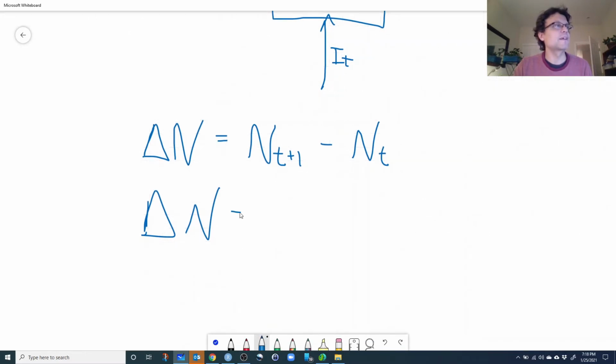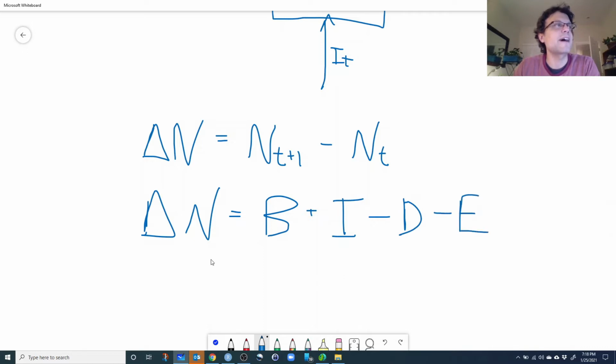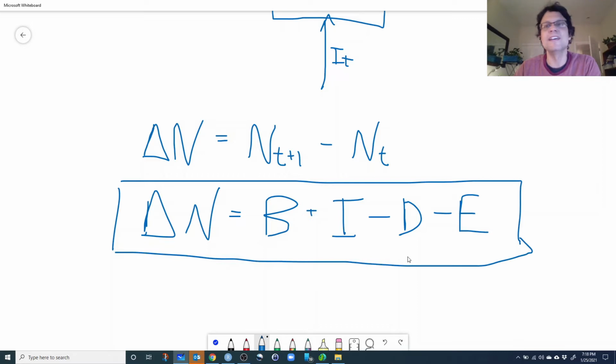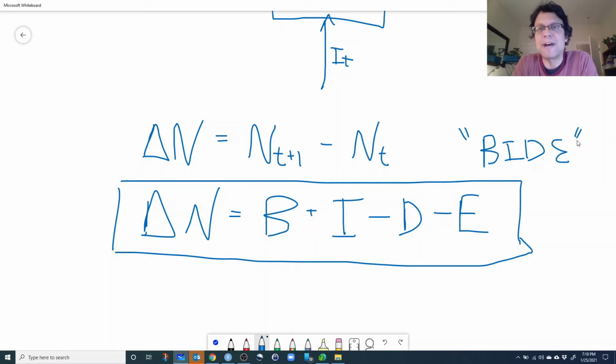We have births plus immigrants minus deaths minus emigrants, and then we have this equation, which some would consider the most fundamental equation of population ecology, sometimes known as the BIDE equation, BIDE, and that is a good place to start when we're going through the mathematics of population ecology.